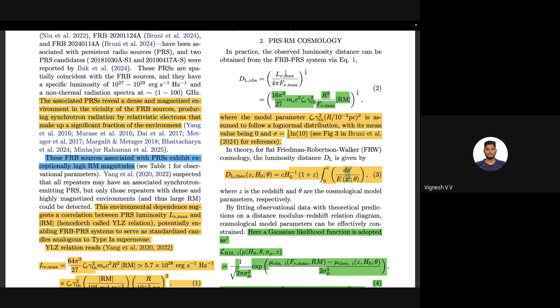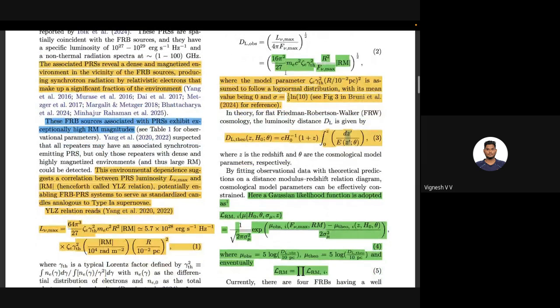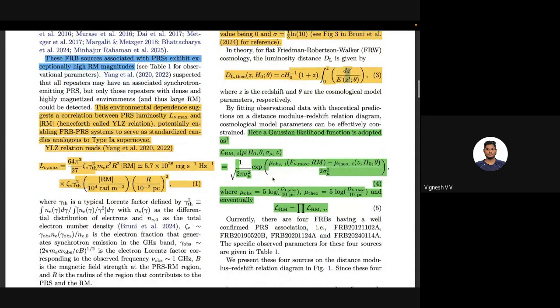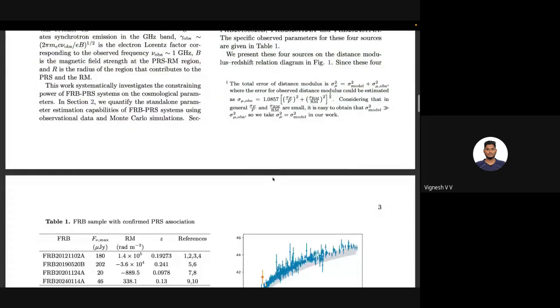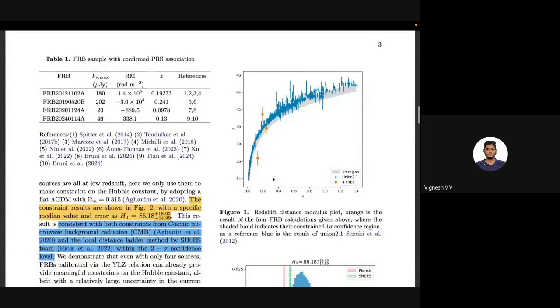And what they did is they fitted the observational data with the theoretical curve, and they used a Gaussian likelihood to calculate the model parameters such as H naught here. So basically, they fitted the observed parameter and the theoretical parameter to calculate H naught. Here you can see figure 1. Figure 1 gives us the redshift distance modulus plot for this particular system.